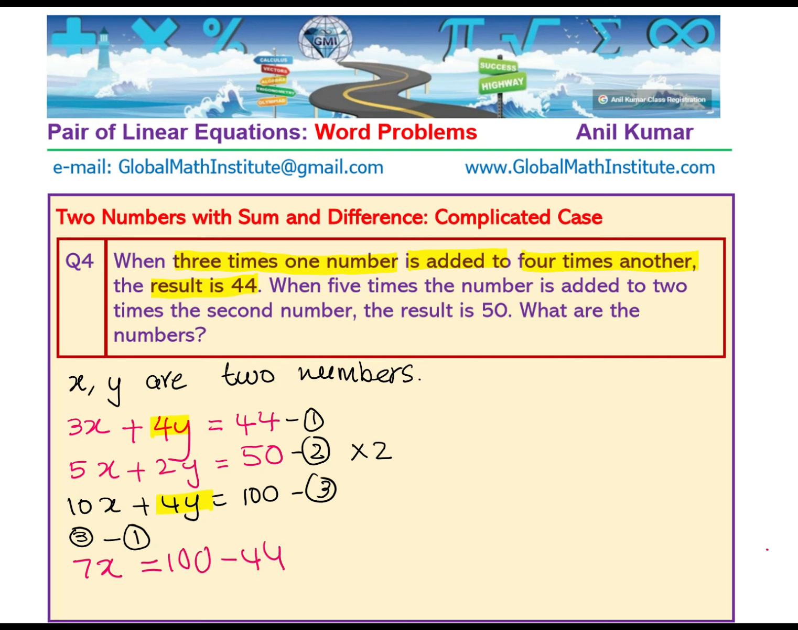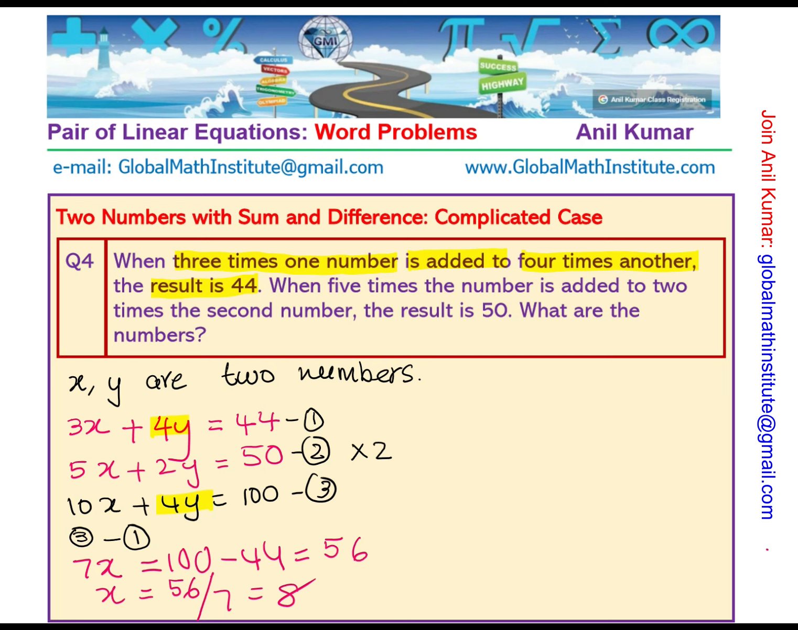Do you see how we eliminated the value with y and got an equation only in x, right? So now from here we can solve for x. 100 minus 44 will be 10 take away 4 is 6 and 9 take away 4 is 5. So we have the value of x, which is 56 by 7, or x equals 8. So we get our x value, which is 8.